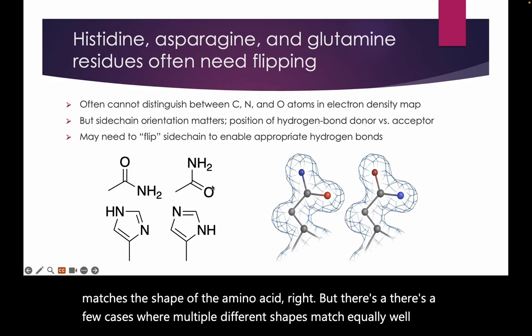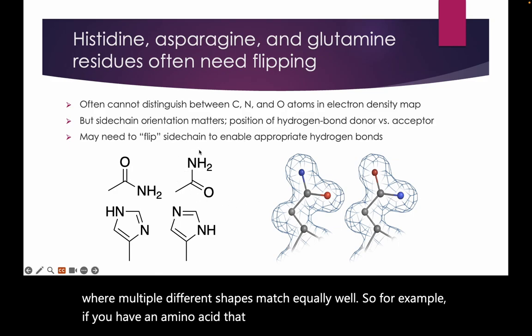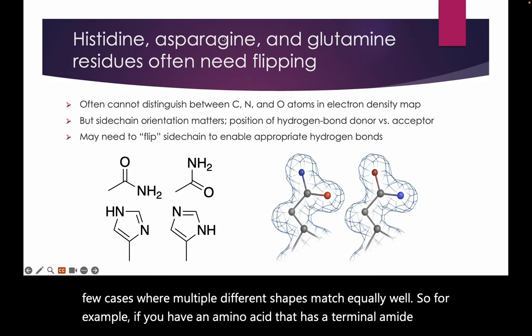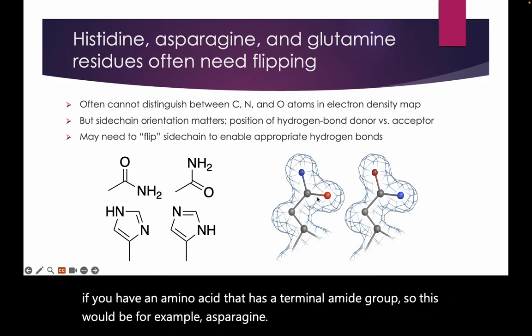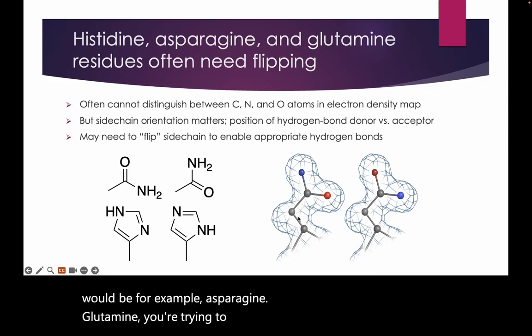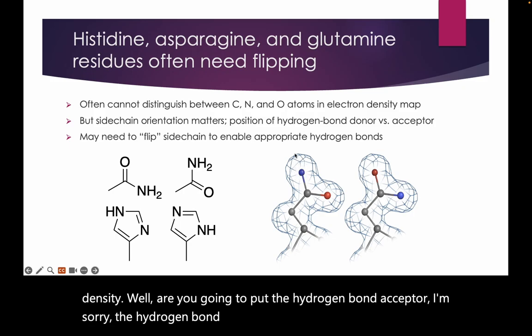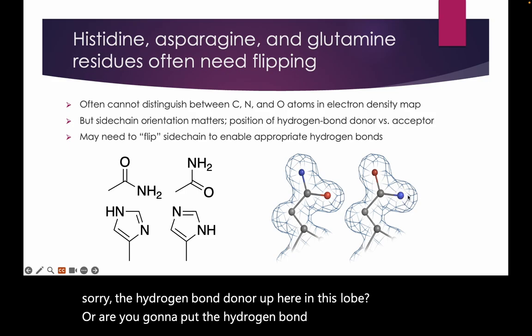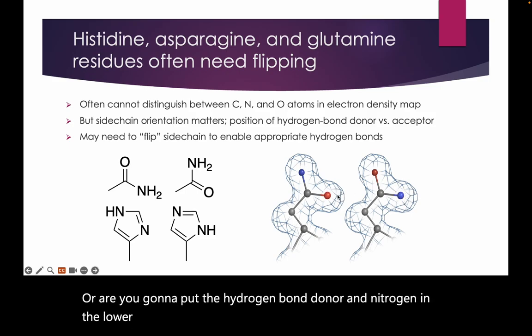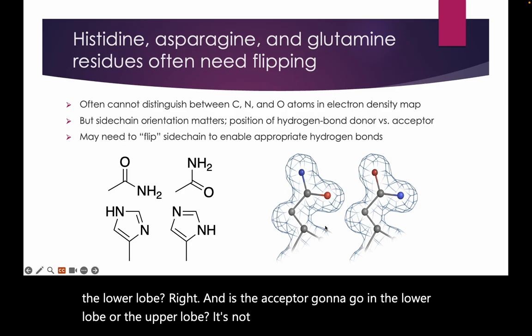So for example, if you have an amino acid that has a terminal amide group, so this would be, for example, asparagine or glutamine, you're trying to position that terminal amide into this density, well, are you going to put the hydrogen bond acceptor, the hydrogen bond donor up here in this lobe? Or are you going to put the hydrogen bond donor, a nitrogen, in the lower lobe, right? And is the acceptor going to go in the lower lobe or the upper lobe? It's not obvious just based on the density how to flip that side chain.